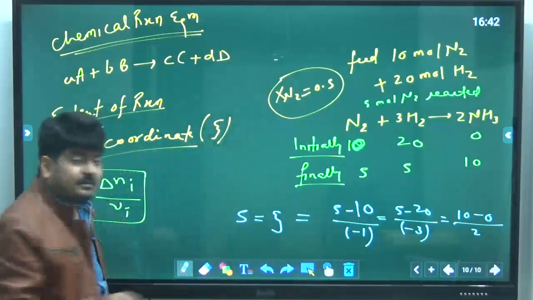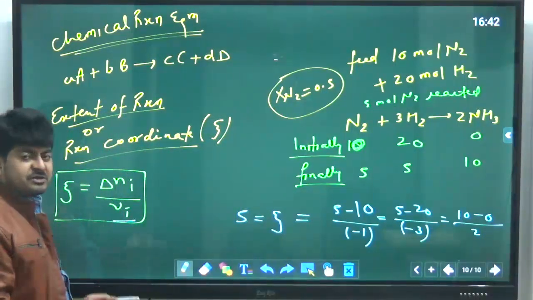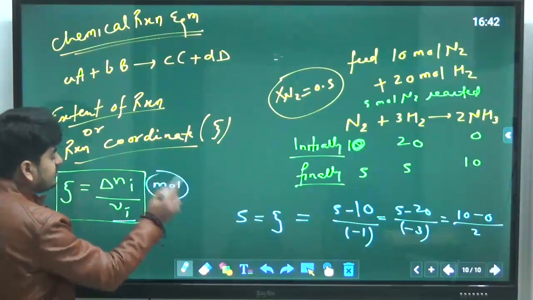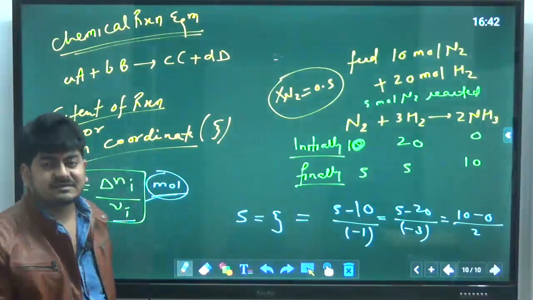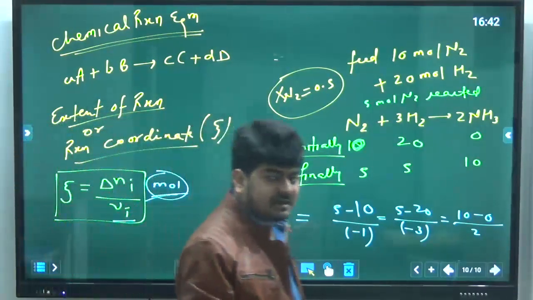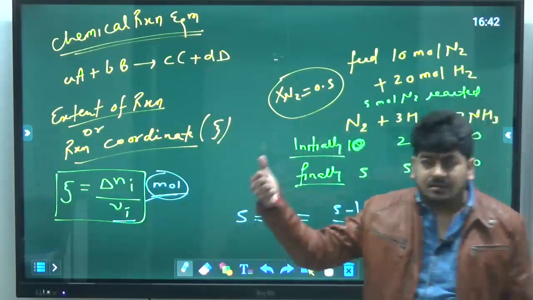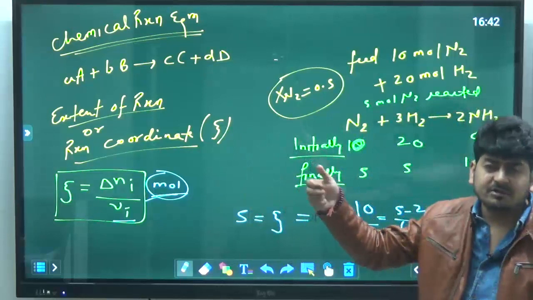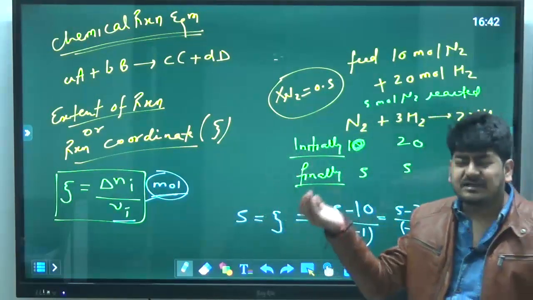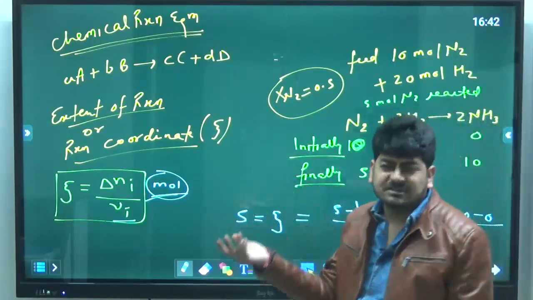But if I talk about the extent of reaction, is it a dimensionless parameter? See, nu i, the stoichiometric coefficient, is unitless, we know that. Delta Ni, the units are mole. So extent of reaction is not dimensionless. This was a question they have already asked in the GATE exam for 1 mark in MCQ. The extent of reaction: option A, it will be different for reactant and product. B, it will be the same for reactant and products. C, dimensionless. D, none of the above.